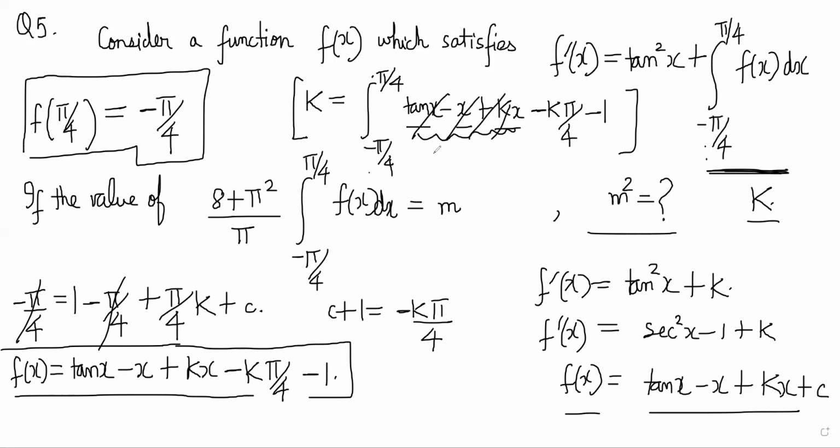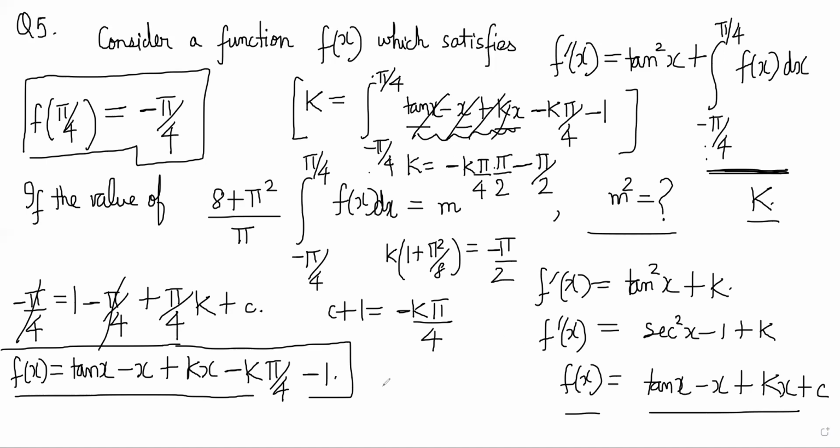These parts of the integral will vanish. You'll get minus k pi by 4 into x, minus x, evaluated from minus pi by 4 to pi by 4. This will become pi by 2 minus x, which is again pi by 2, right? So k is equal to this. So k times 1 plus pi square by 8 is equal to minus pi by 2, right? So k is coming out to be minus pi by 2 divided by 8 plus pi square by 8.